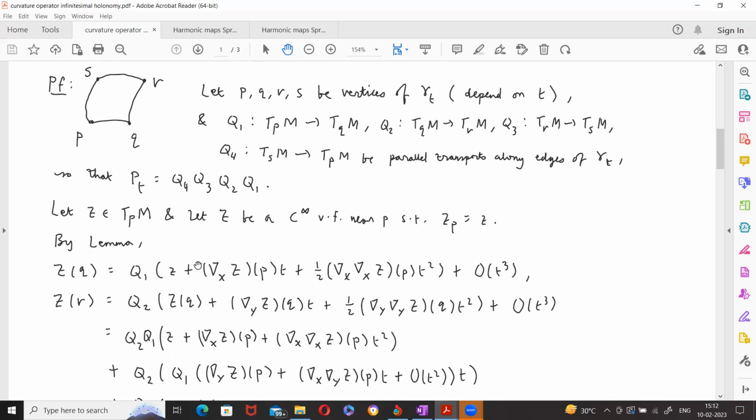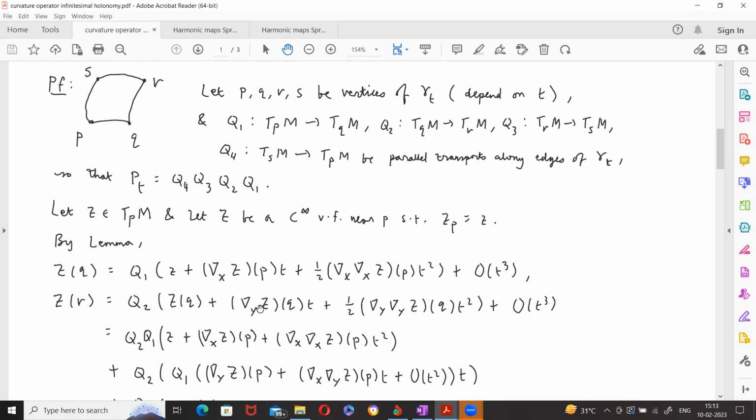Right. And now this is the Taylor formula that we developed. And now you have z at r. So this gives me z at q. Now I look at z at r. That is going to be, by the Taylor formula, q2 into z at q plus nabla y z at q into t plus half nabla y z at q into t squared plus O of t cubed. That's because when I'm going from q to r, I'm flowing along the flow of y. So I apply the Taylor formula with the vector field equal to y.